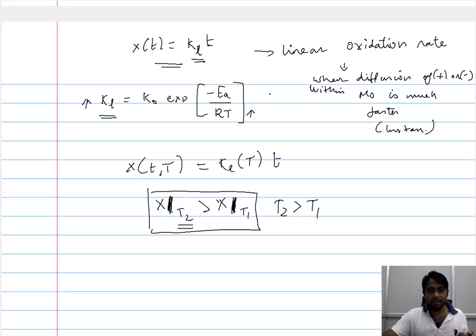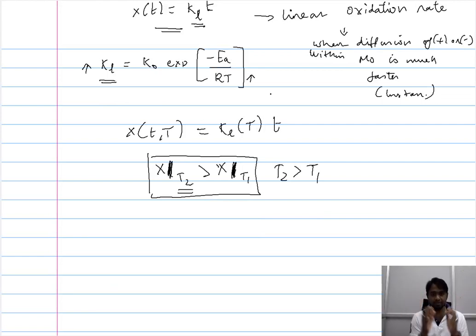Meaning when the system is operating at a higher temperature and exhibits a linear oxidation rate, because of the influence of temperature on the proportionality constant, the thickness of the oxidation layer will be higher. So we have two similar materials operating at two different temperatures. Because of the influence of temperature on the proportionality constant, even though both these materials exhibit a linear oxidation rate, the material operating at the higher temperature would have a thicker oxide layer when compared to the same material operating at the lower temperature.